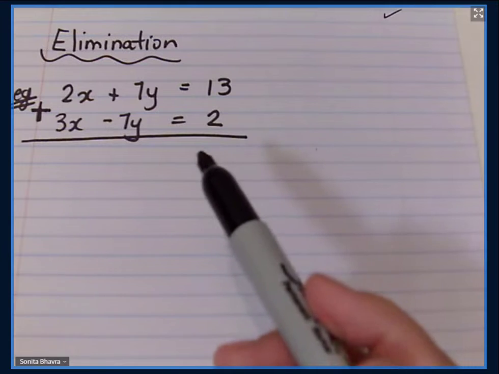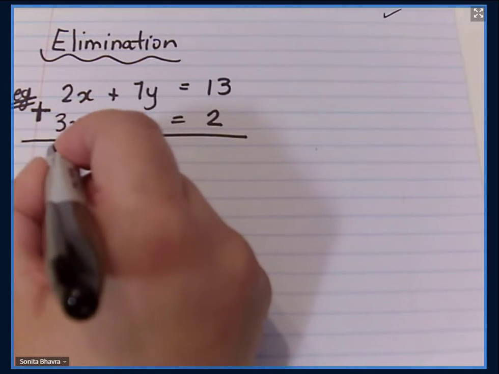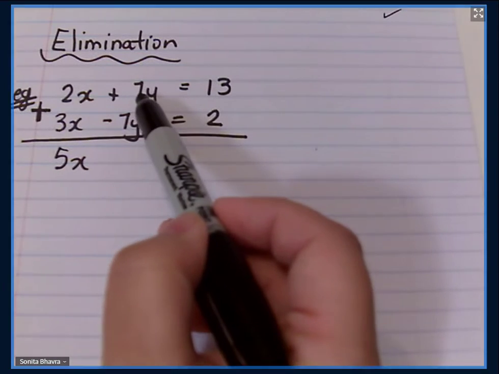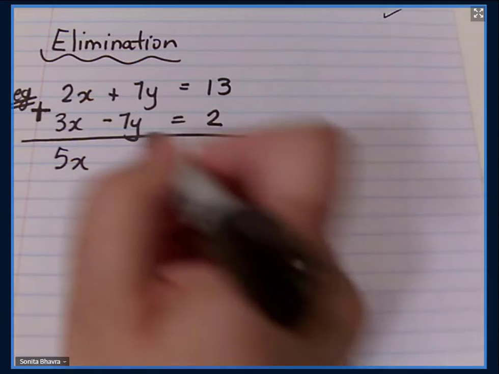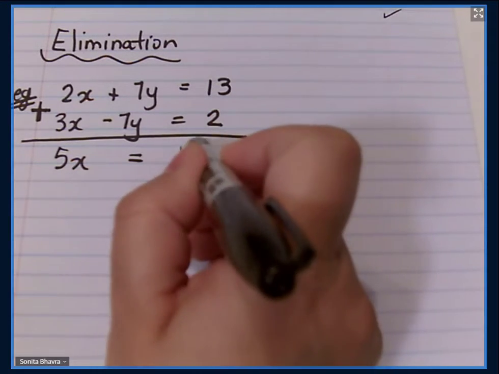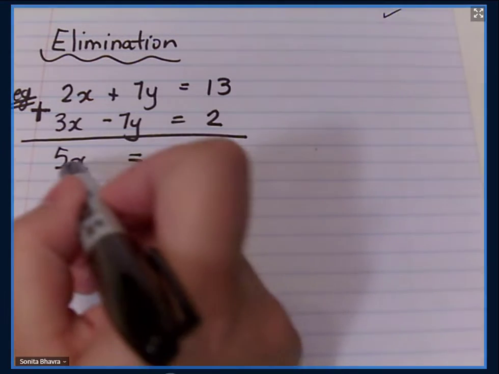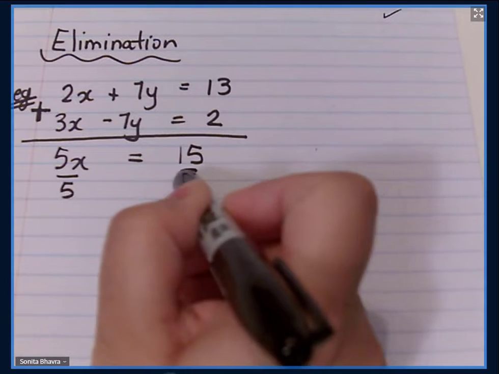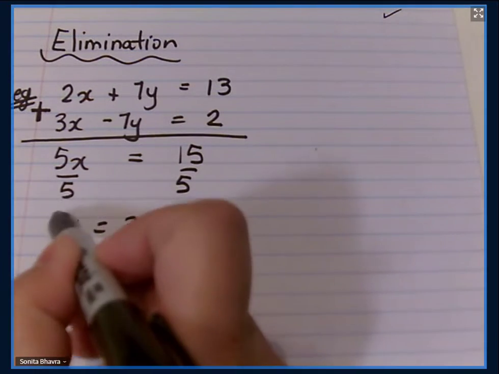All right, so adding the equations, 2x plus 3x gives me 5x. 7 plus negative 7 is 0, so that gets canceled out. And we're left with 13 plus 2, which is 15. Now we can just solve for x. It's 5x here, so divide by 5, and we're left with x is equal to 3.